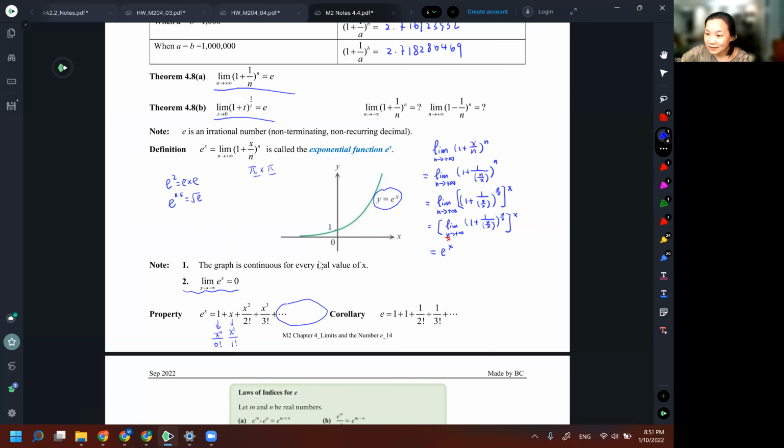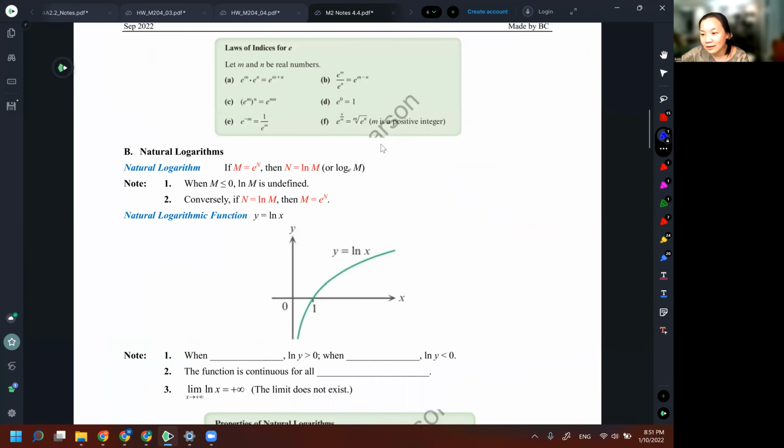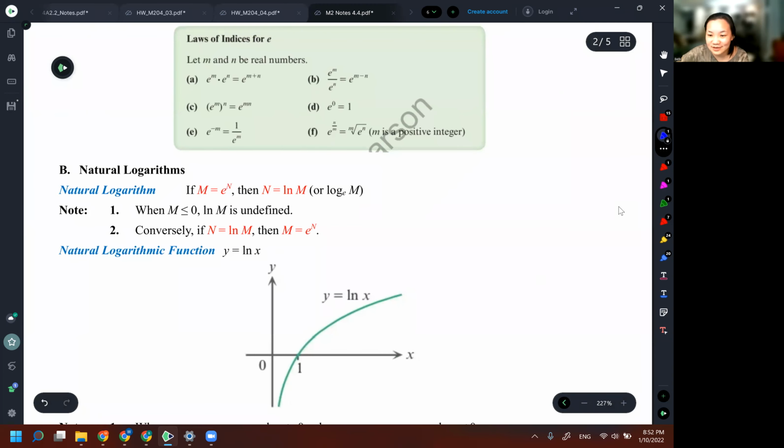If no question, let's move on. Starting from the next page, we're getting to the easier part again. This part we will just have a revision. Basically, what are the rules for the indices? It's the same rule. You have the addition law, the subtraction law, and so on. It's all the same. The zero index, the negative index and the fractional index are all the same, although the base is irrational. I think you're fine with that.